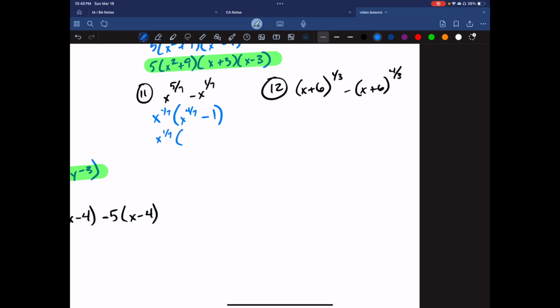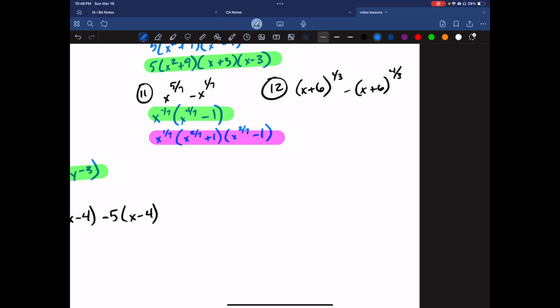1/7 is going to hang outside, but this is the same thing as x to the 2/7 plus 1, x to the 2/7 minus 1. So technically for this problem, they stopped here, but you could go this far with it, depending on how they ask you to do it. So just so you know.